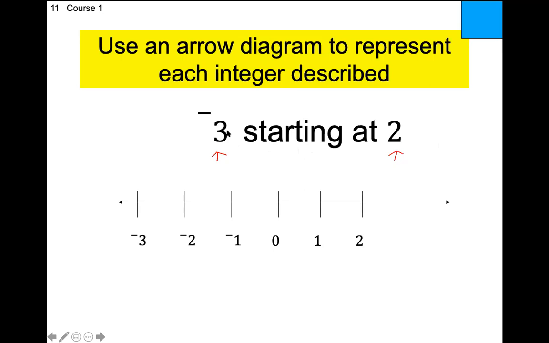Second step, now I read this whole thing. Now I read this statement, -3 starting at 2. It tells me where to start. I'm starting at a +2. And I'm going to -3. Now I got to count tick marks. So 2 is where I'm starting. So let's see, 1, 2, 3, 4, 5. So it is 5 units away.